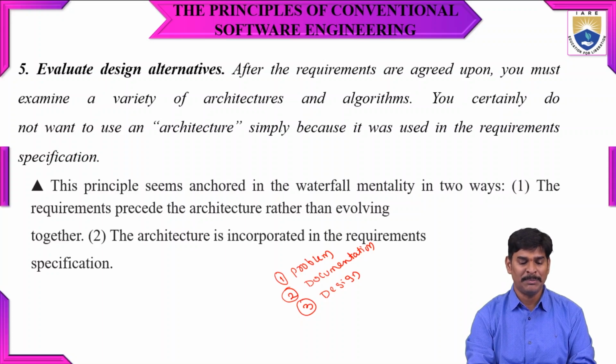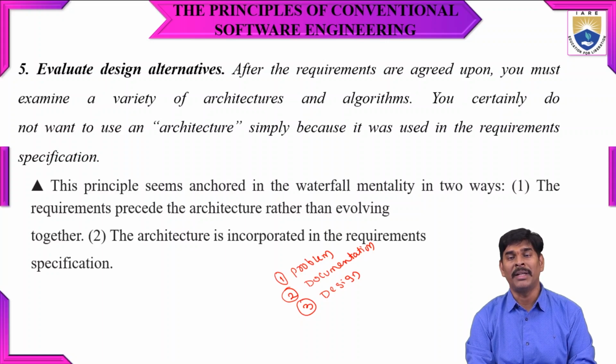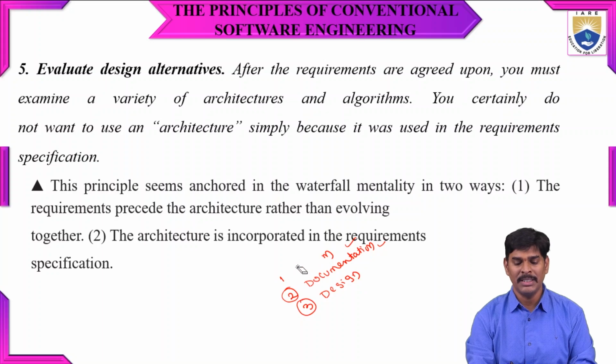One is that the requirements precede the architecture. First they are going to check what the main requirements are. Later they are going to design the architecture part, and the architecture is incorporated in the requirement specifications. So here, based upon the problem and the documentation, in detail they are going to write the various requirements as well as the components that need to be placed in the design of the architecture part. Okay, so this is the fifth principle of conventional software engineering.